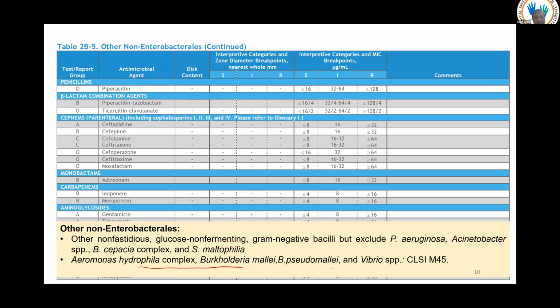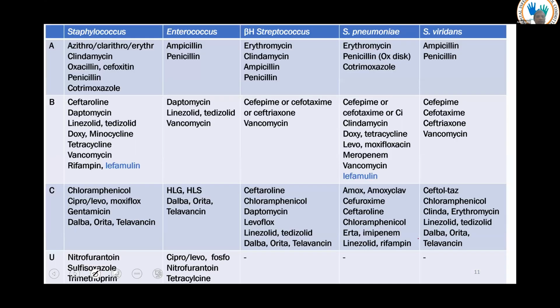Aeromonas, Burkholderia mallei, Burkholderia pseudomallei, and Vibrio will also be excluded from this table because these are explained in CLSI M45. So basically this includes a few rare non-fermenters that we may encounter in our lab. Details of this will be discussed under gram negative. Okay, then this is the ABCU classification of your gram positive organisms. This has been taken from CLSI.